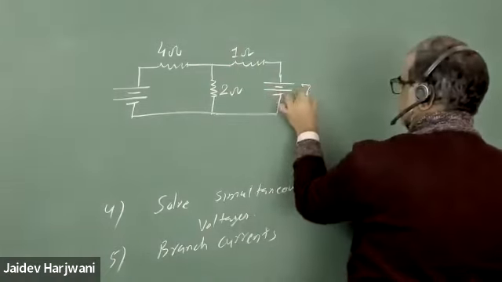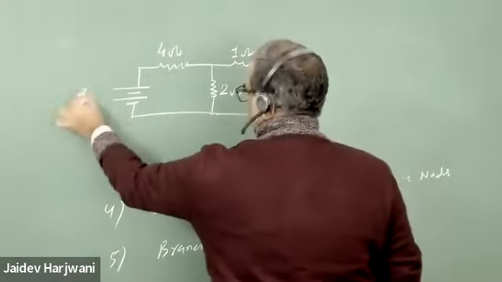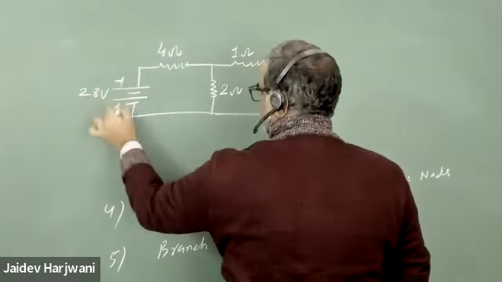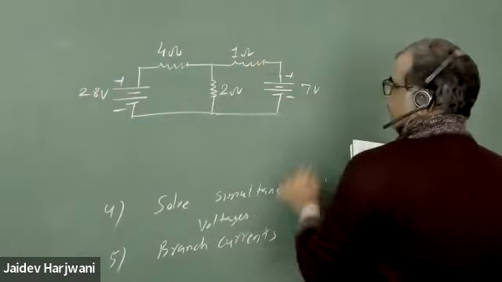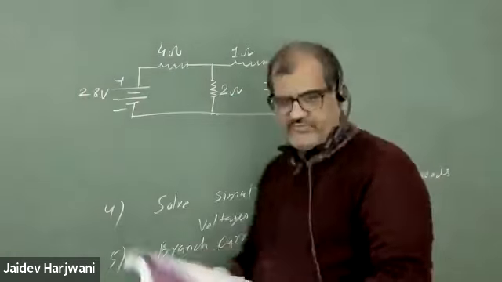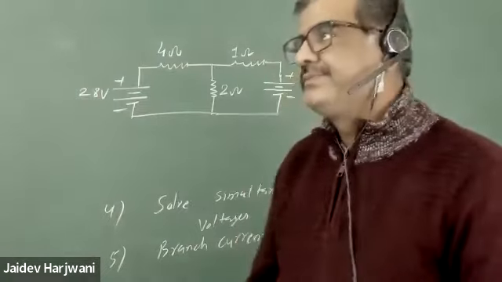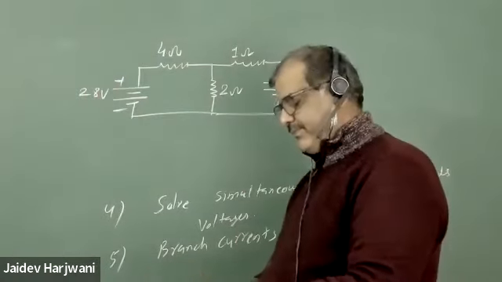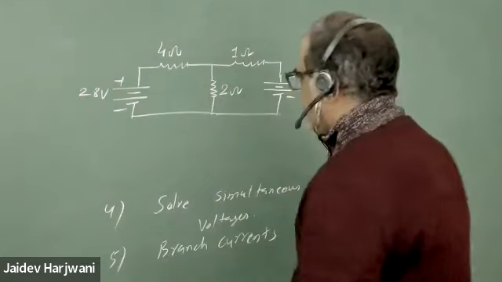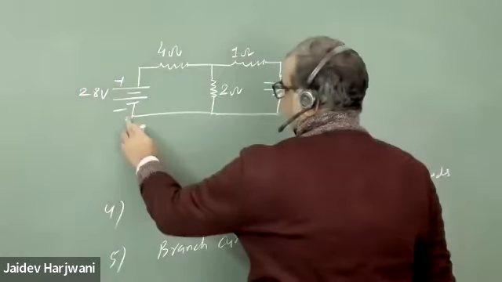So this is my 7-volt battery, and this is 28 volts. This is plus, this is minus, this is plus, minus. Now, what is the first step? Identify nodes. Okay, so we need to find the nodal voltages.